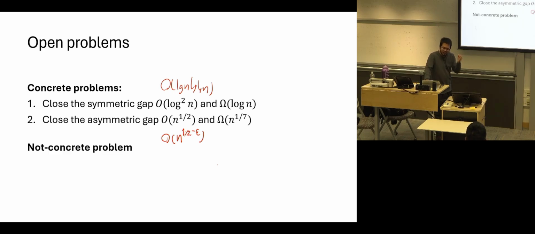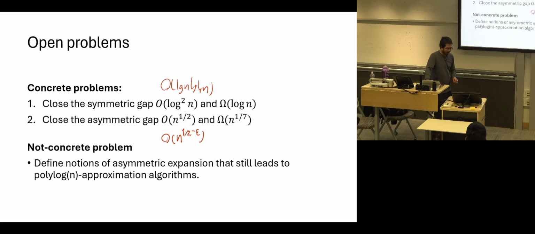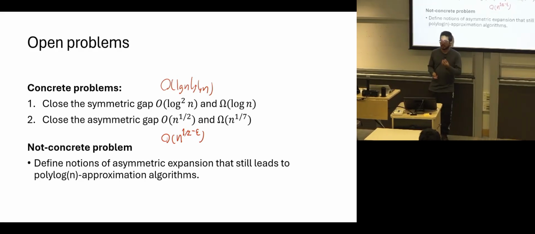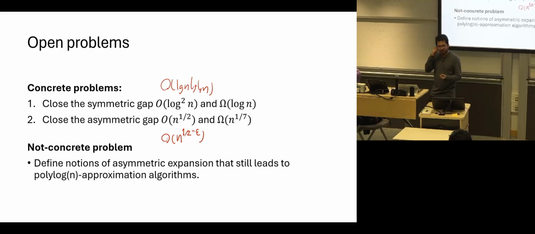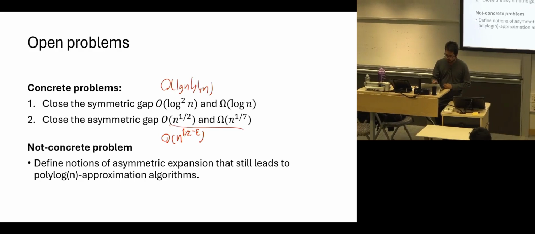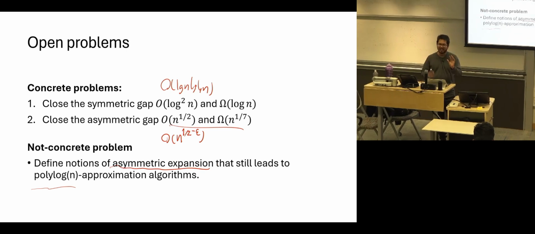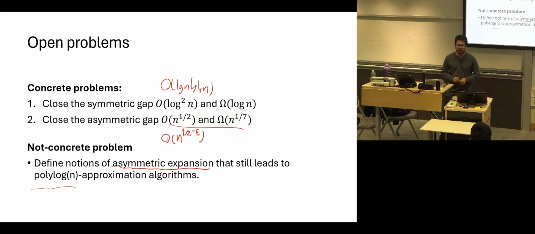But one non-concrete problem is that one can hope to define some asymmetric notion of expansion such that you don't suffer from this polynomial barrier. Can we hope for some natural enough notion that it still can lead you to some polylog approximation algorithms? That's a really interesting question. But anyway, today we talk about this cut and flow expansion in the asymmetric way.